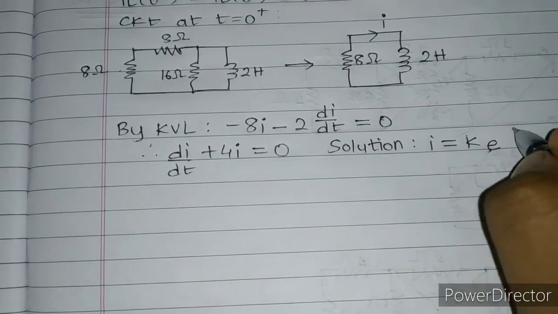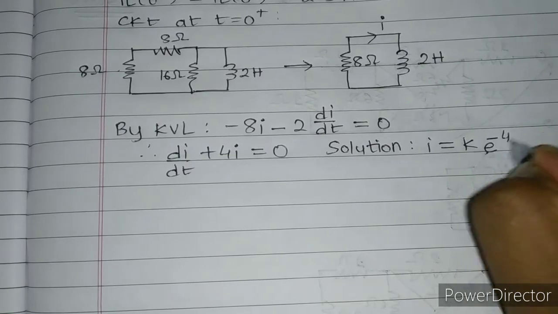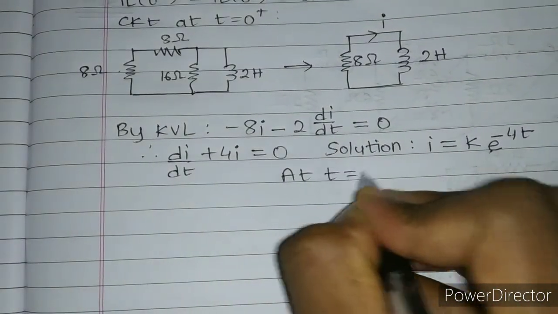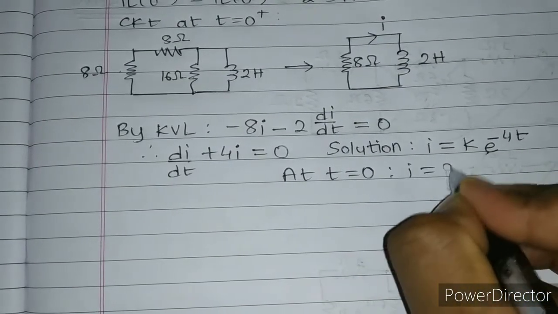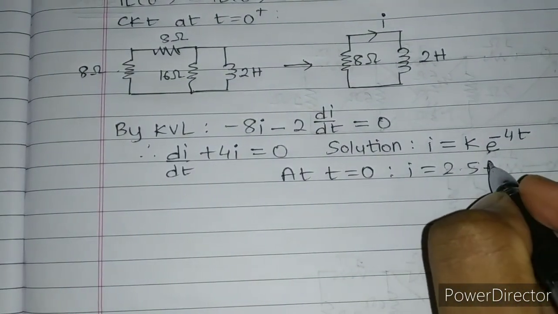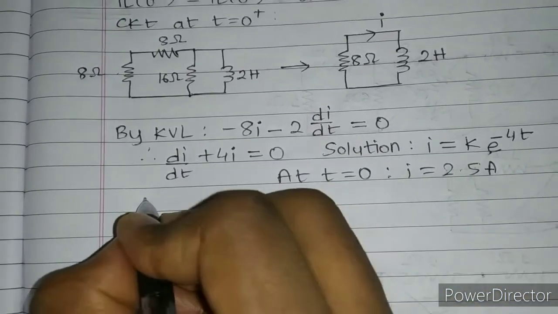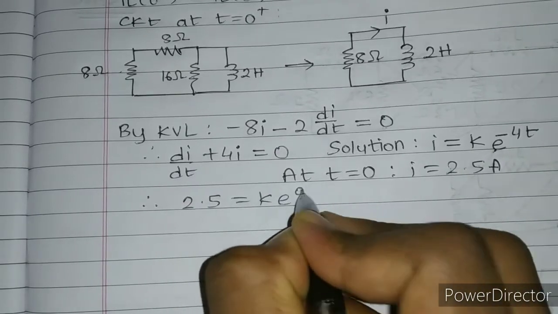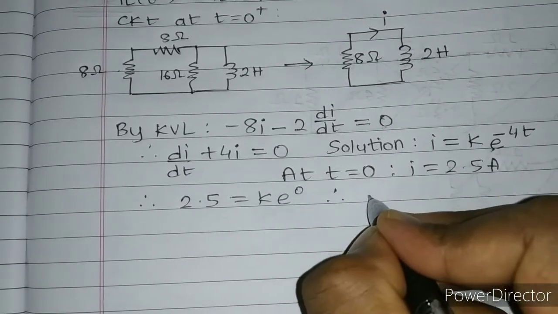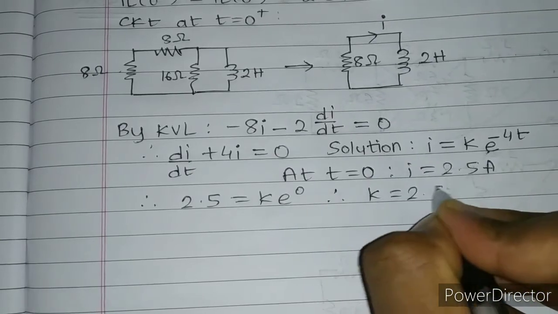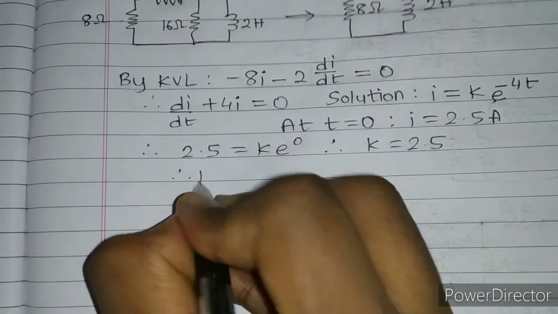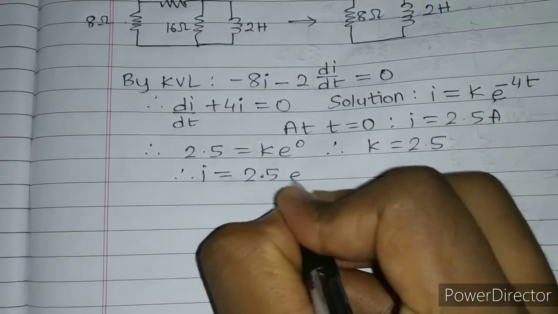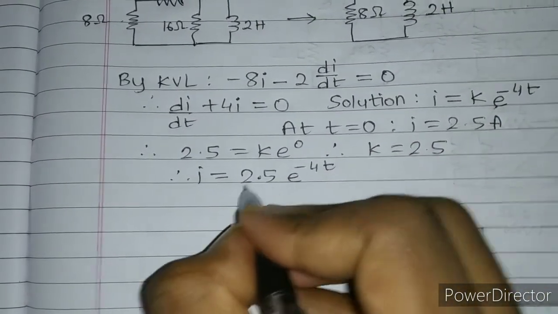And k can be found out by putting t equal to 0, and we know that at t equal to 0, I is equal to 2.5 amperes. Therefore 2.5 is equal to k into e raised to 0, and hence k is equal to 2.5. Thus the equation of current can be given by I is equal to 2.5 into e raised to minus 4t, and hence the correct answer is option A.